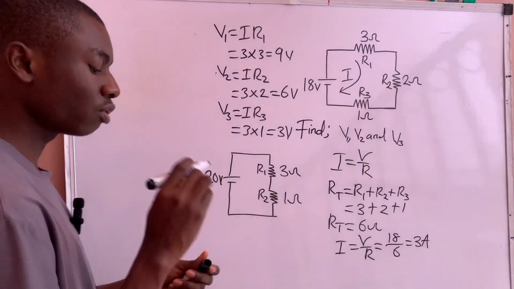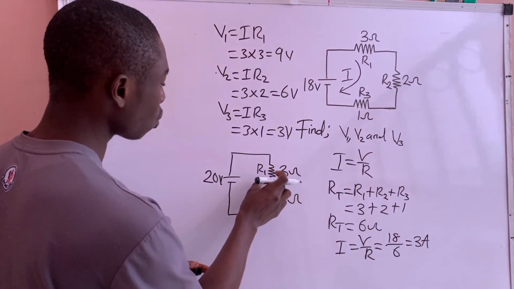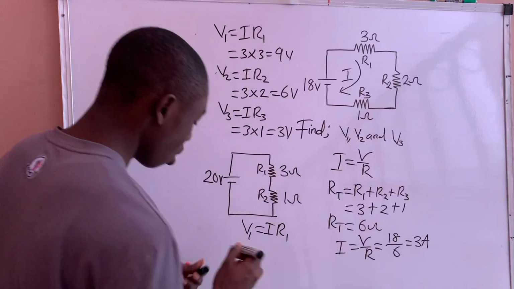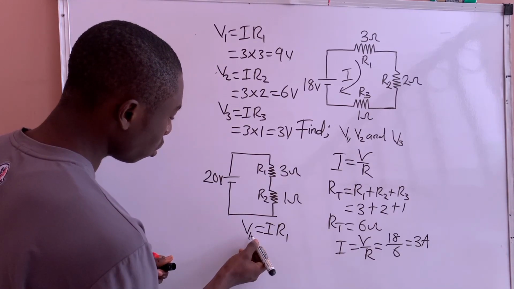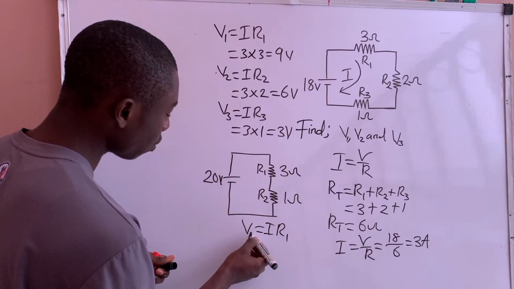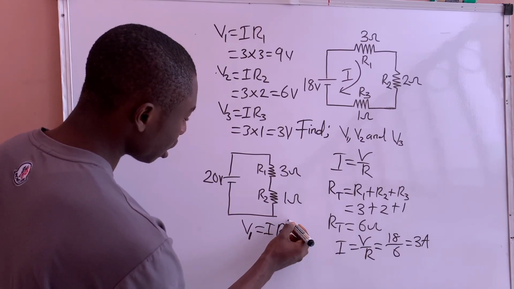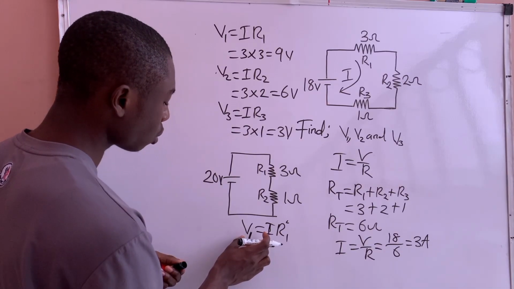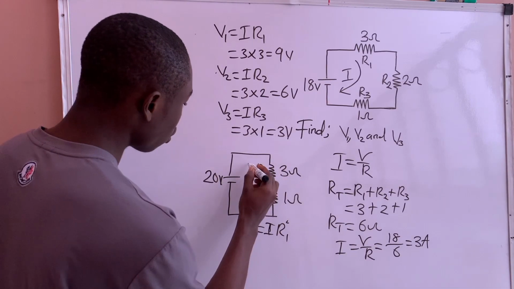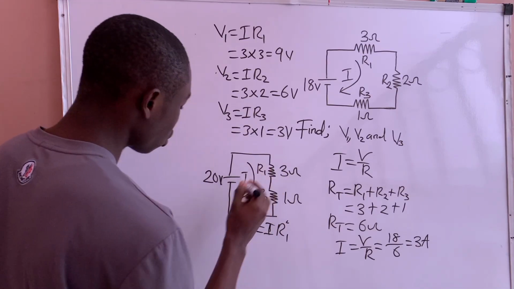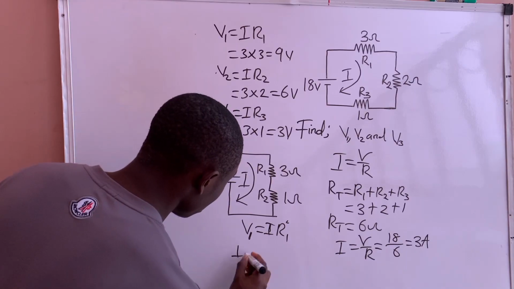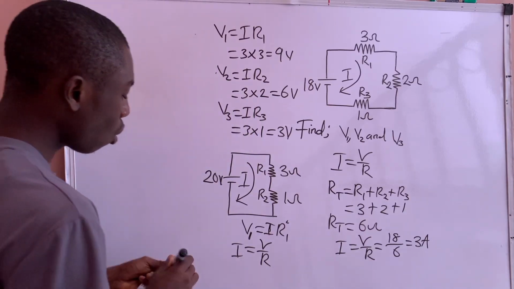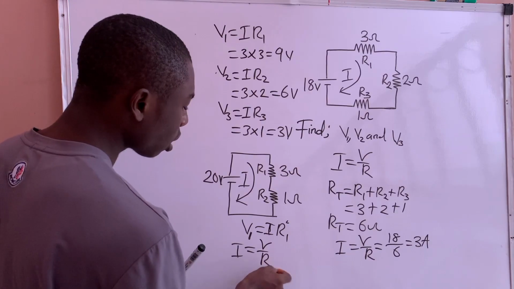At this point, the voltage that will drop across R1 will be V1, which is equal to I times R1. We are looking for the voltage drop, which is V1. We know the resistance value of R1, which is 3, but we don't know the current. So for us to find the voltage drop across this resistor, we must first solve for I, the circuit current. I will equal V over R. And for us to solve for I, we must also solve for the total resistance.